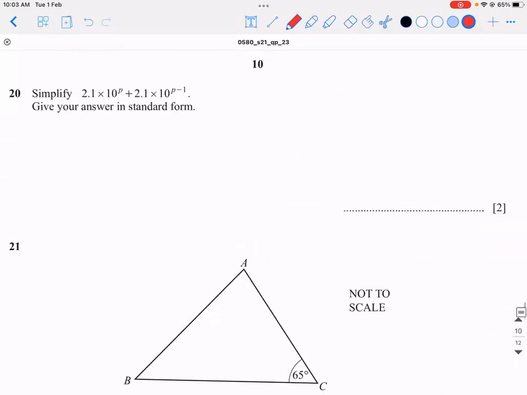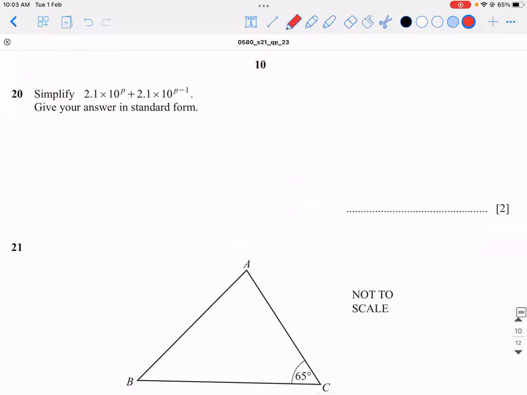Okay, so this is a question from standard form. Simplify 2.1 multiplied by 10 to the power of p plus 2.1 into 10 to the power of p minus 1. Give your answer in standard form. While dealing with standard form, if you want to add two terms with a power of 10, always remember that the power of 10 has to be the same for these two terms.